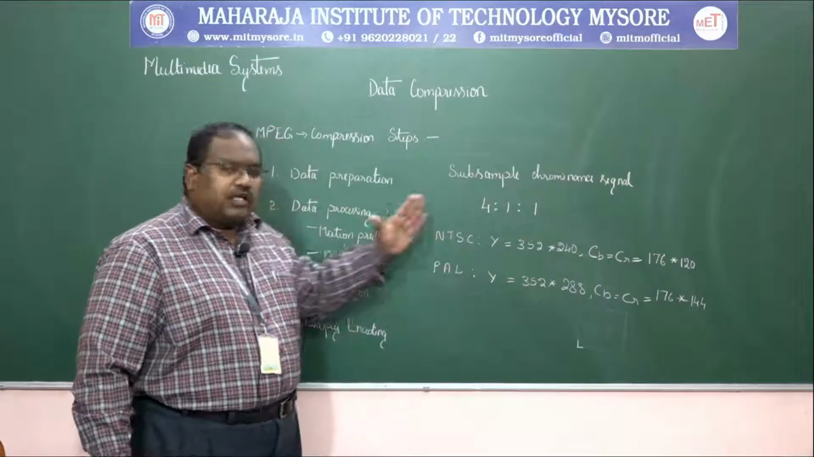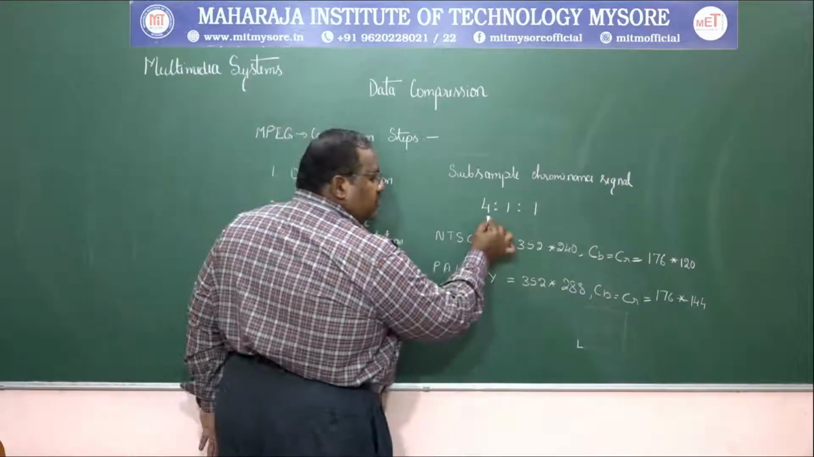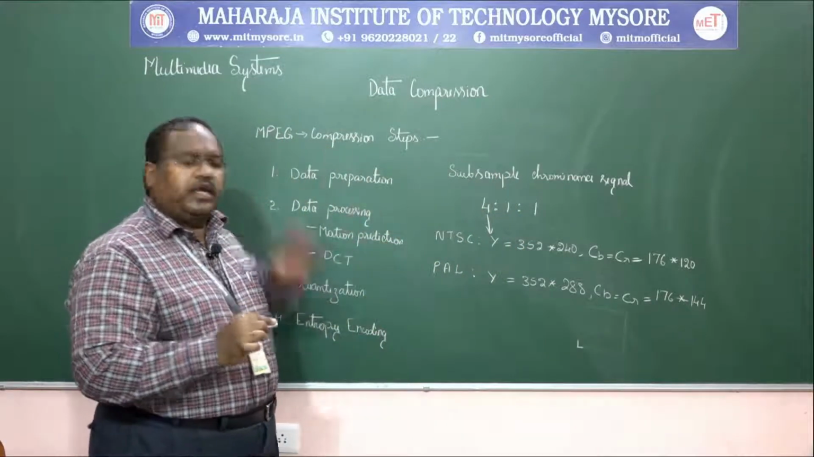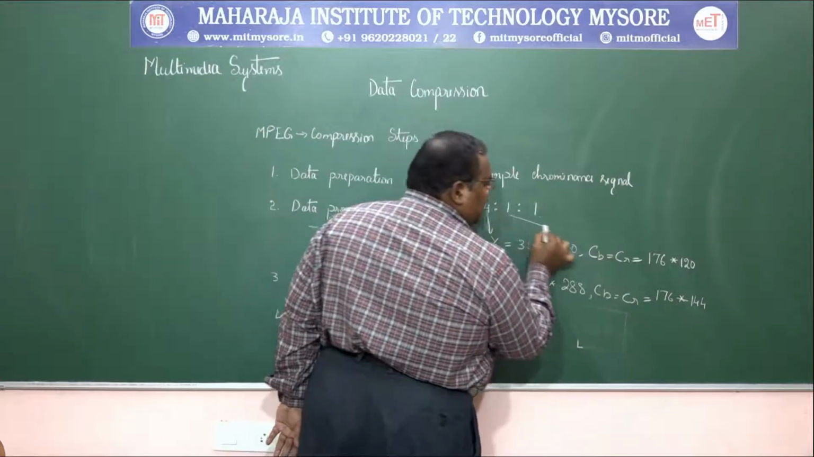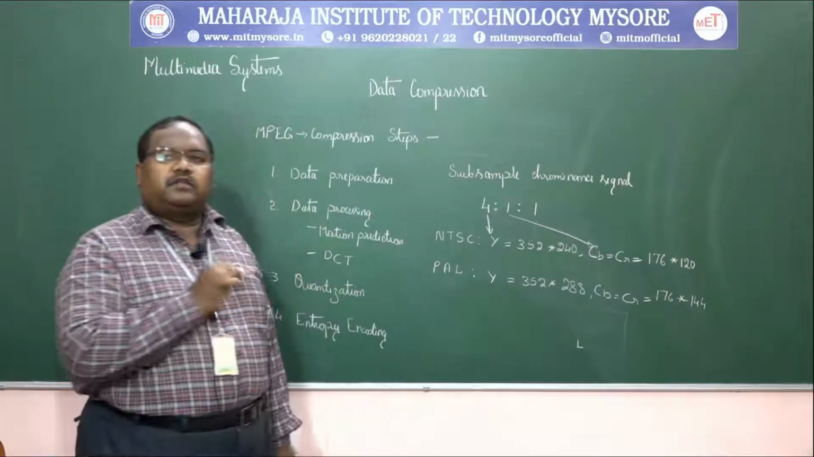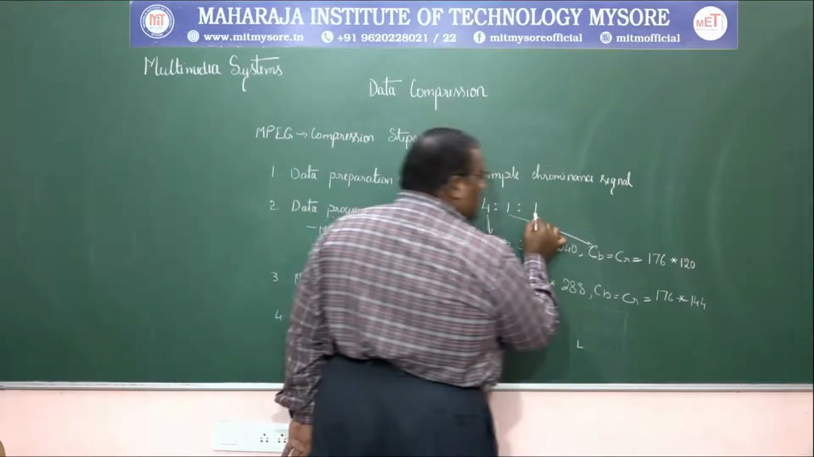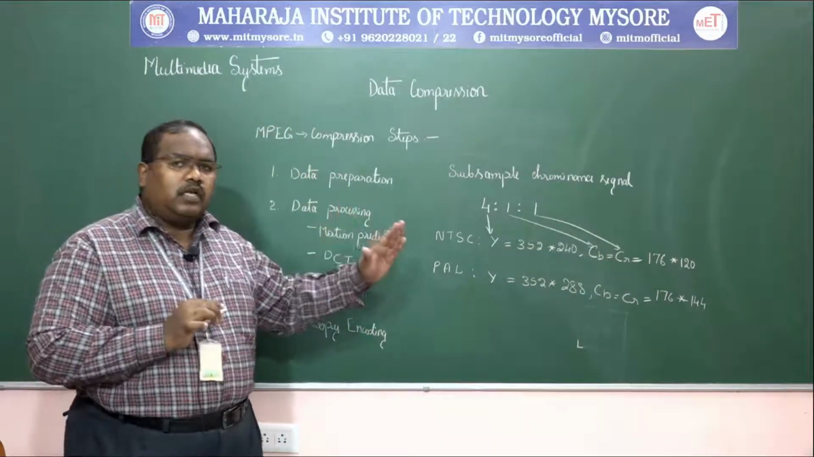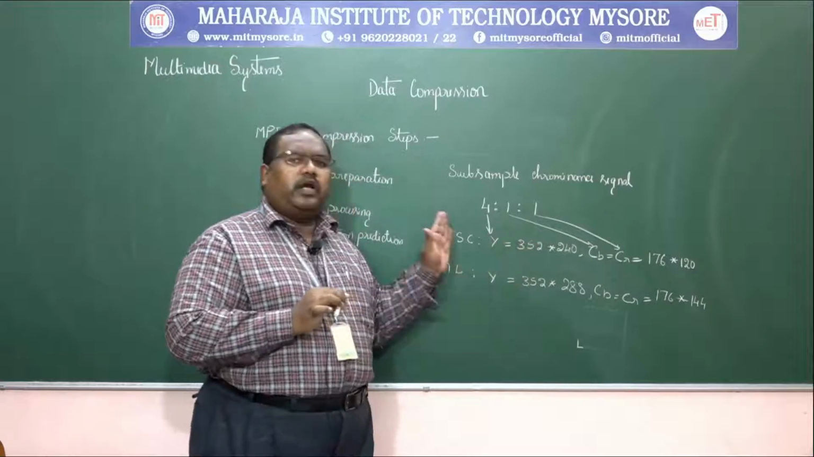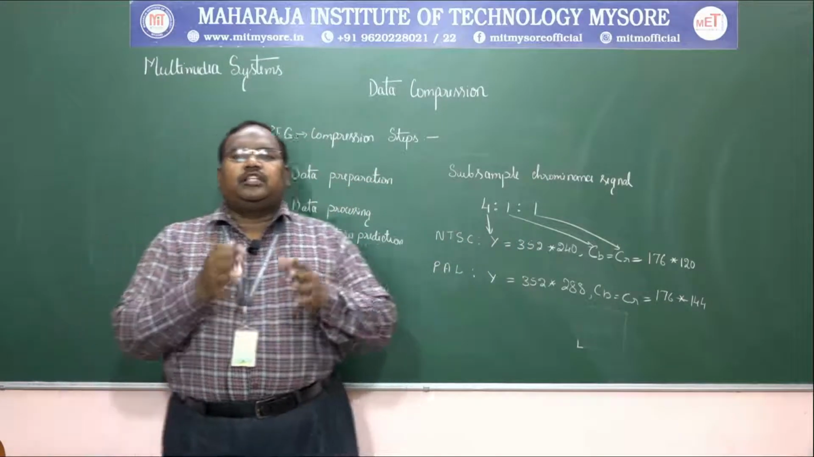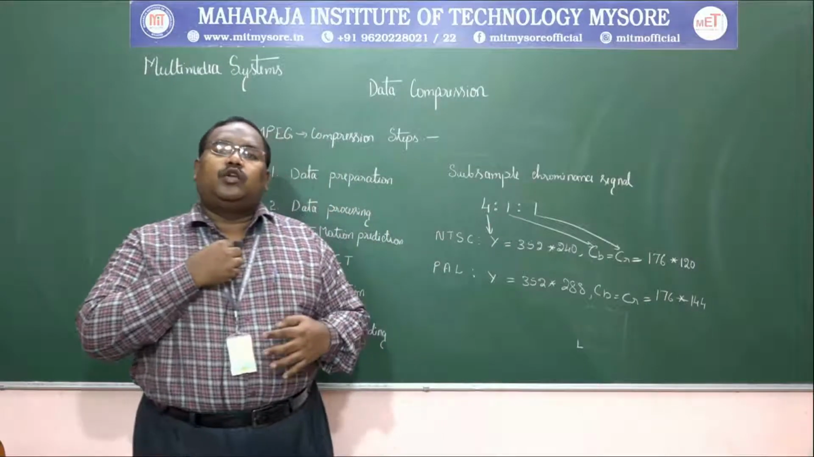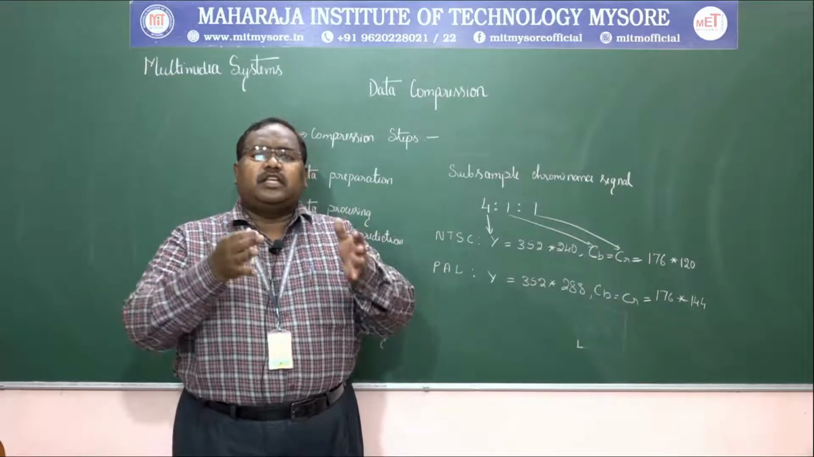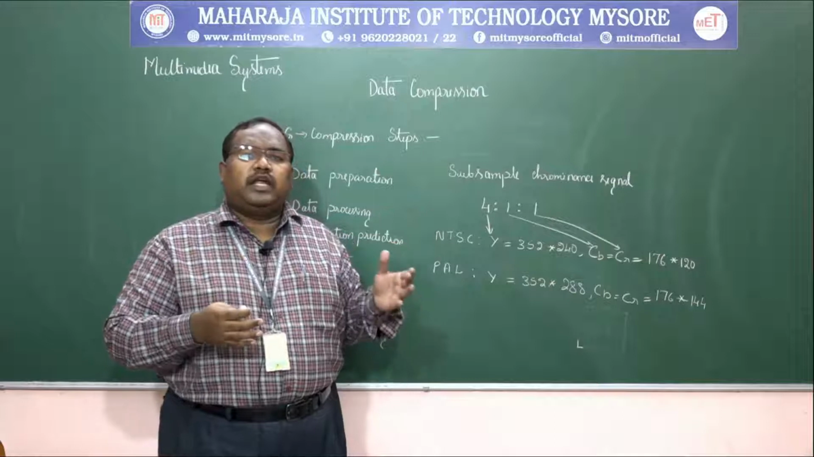When we talk about the ratio, the 4 is pointing towards Y, and the next 1 is pointing towards one of the components, CB, and one more 1 is pointing towards the other component, CR. So what do CB, CR and Y mean? Y is the luminance information. Luminance means light; it stands for light. So what is the amount of resolution of light we obtain?